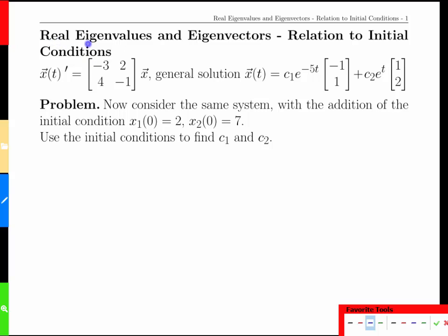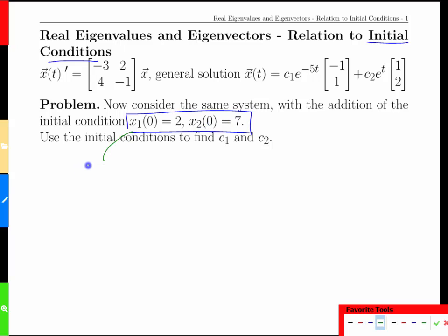In this problem, we're going to ask, in the case of real eigenvalues and eigenvectors, how do the initial conditions play a role or bring out certain features of the solution? That's going to be our focus. Let's try that first with the initial conditions listed here: x1 at time 0 is 2, and x2 at time 0 equals 7.